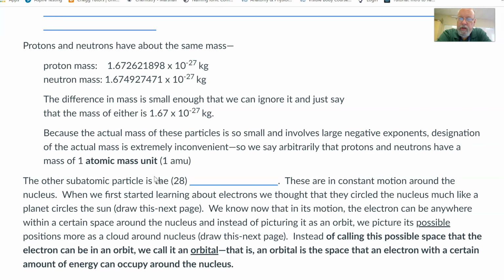The other subatomic particle is, of course, the electron. These are in constant motion around the nucleus. When we first started learning about these, we thought that, just like planets circle the sun, these electrons had a defined path around the nucleus. We know now that in its motion, the electron can be anywhere within a certain space around the nucleus. And instead of picturing it as an orbit, we picture its possible positions, more of its cloud nature.